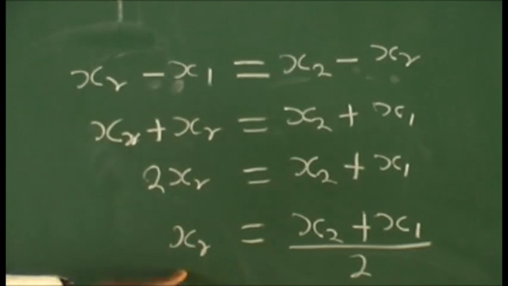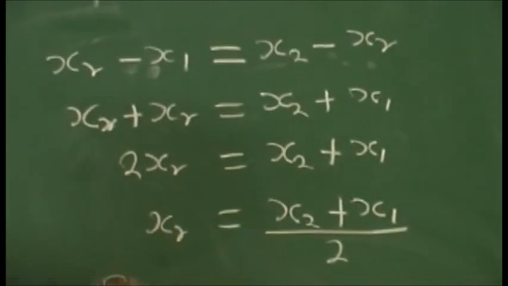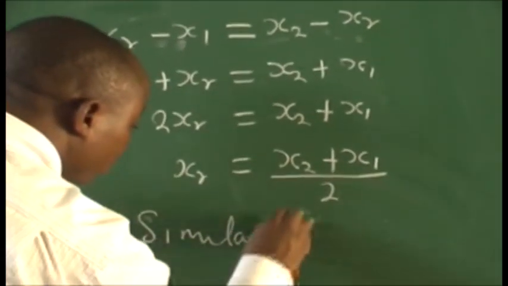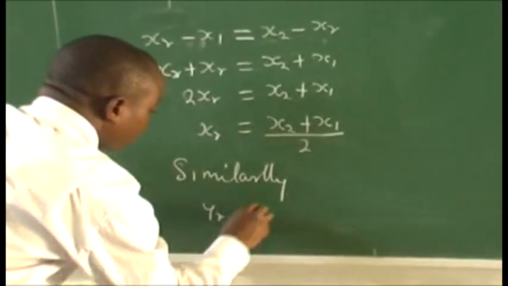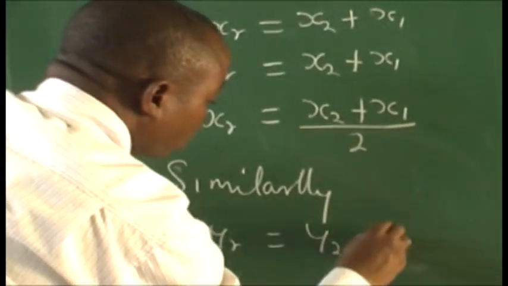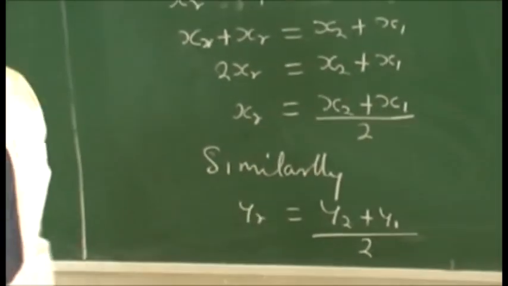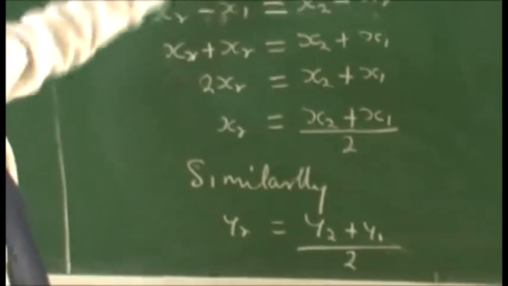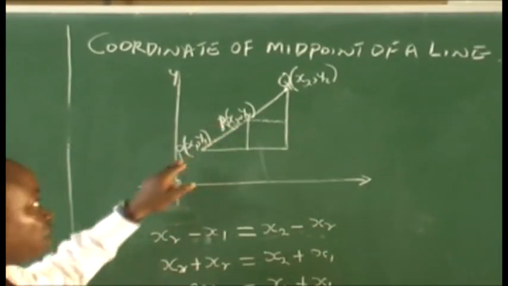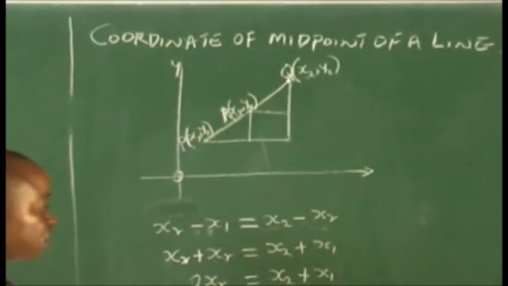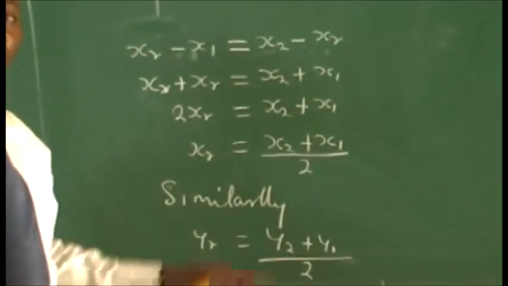Now, this is the coordinate of the midpoint R. Similarly, to get YR, it will be the same: YR will be equal to Y2 plus Y1 all over 2. So we can now use it to get the two coordinates, the coordinates of point R, which is the midpoint of this line. Now let's take an example on this and see how we can use this particular formula to get the coordinate of midpoints.